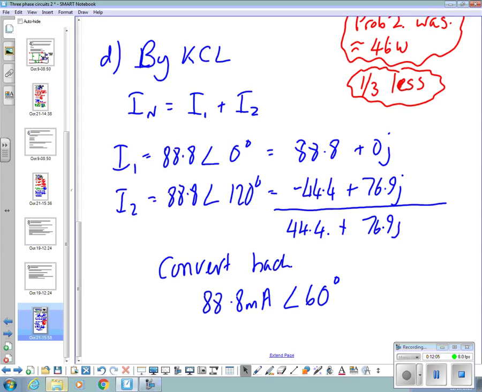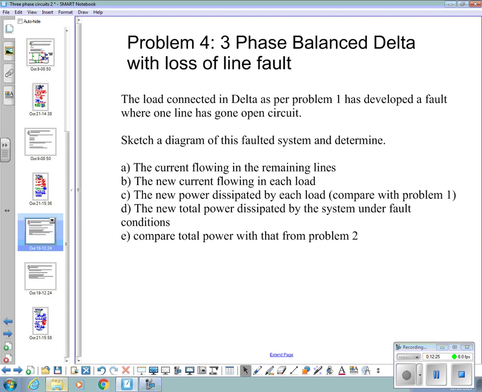Okay. So, we'll take a look at that practically in a minute, and confirm that that's what we get. What I'm going to leave you with is having a go at the three-phase balanced delta with loss of line faults. So the same thing, we'll say we'd drop the blue phase from the supply, okay? Have a go, see if you can do a similar analysis of that.